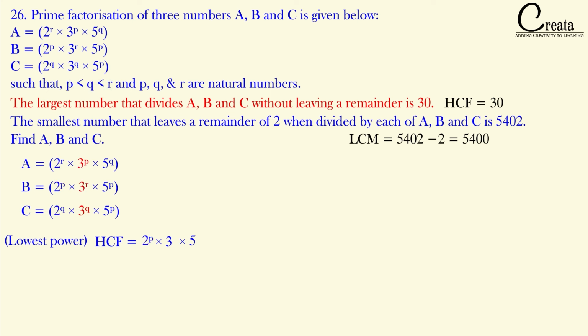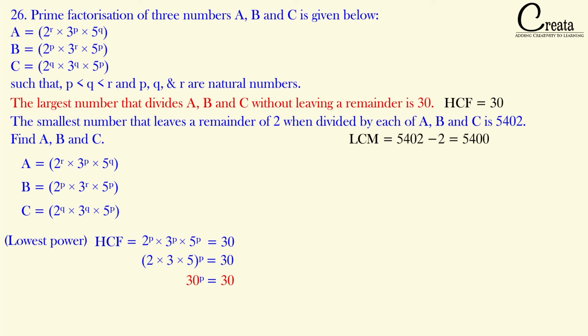Similarly, for the power of 3, it is given as p, r and q. Again, p is the smallest. Let's take the power p for 3. Similarly, for 5, the smallest power is p. Let's again take p. So we got 2 power p into 3 power p into 5 power p, which is the HCF, equal to 30. Let's take the power p as common. We got (2 into 3 into 5) whole power p is equal to 30. This we can do, as the power p is common in the three numbers. We can take the power p out. We got 30 power p is equal to 30. Here the bases of the left-hand side and right-hand side are equal.